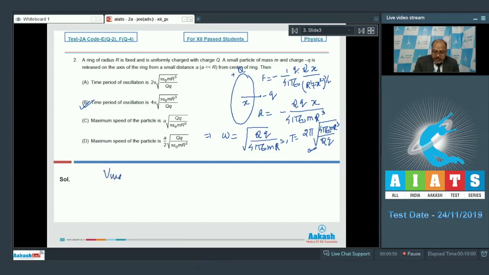So Vmax is omega times A. A will be the amplitude of this motion, is equal to A times under root capital Q small q upon 4 pi epsilon naught m times rq. If we look at the options, we can see that it matches with option D. So for question 2, options B and D are correct. Let's go to the next question now.